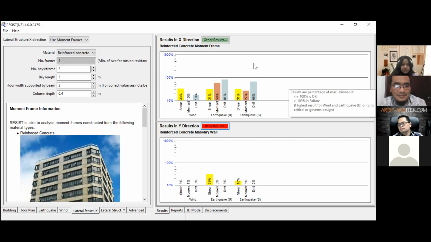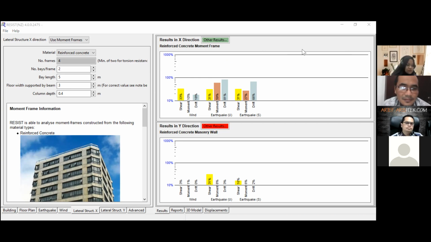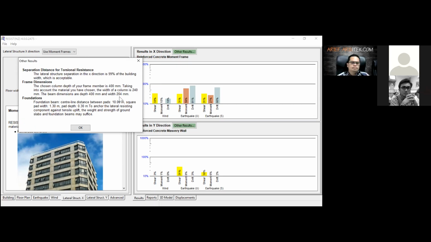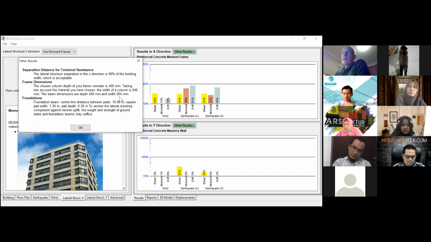And so the columns have to be this dimension. They have to be 40 centimeters long, and the width of the columns has to be about 24 centimeters wide. And the beams, they have to be about 40 centimeters deep and 20 centimeters wide. So those are the dimensions of the frames that would be needed in this house if we had 4 frames.